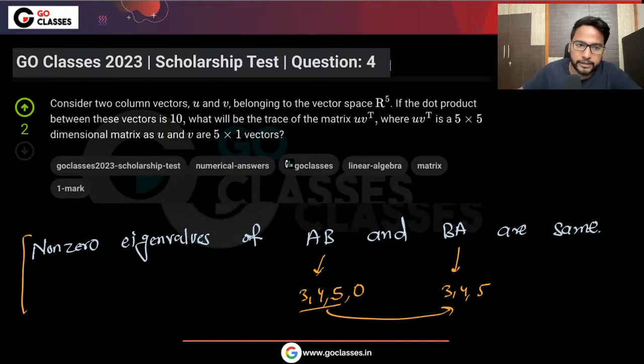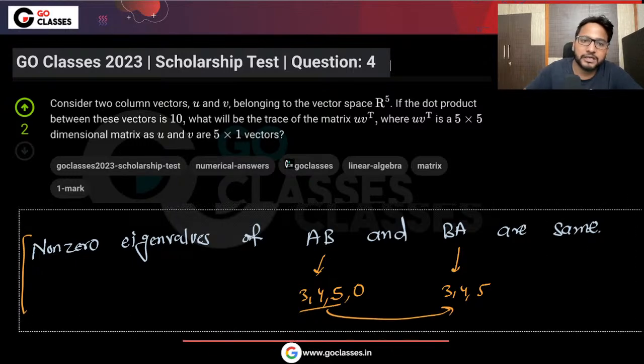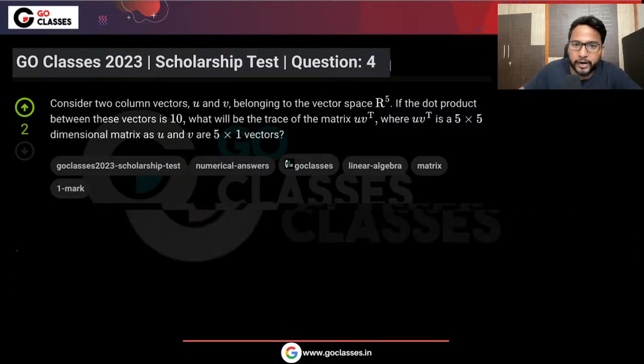Let me just try solving it. They are saying that consider two column vectors u and v belonging to the vector space R5. If the dot product between these vectors is 10, what will the matrix UV transpose be? They are saying u and v are 5 cross 1 vectors. So dot product means you can take it as u transpose into v. So this will be the dot product.